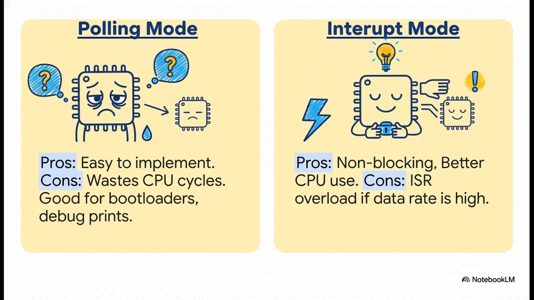So how does the receiving chip know when to actually listen for data? Well, there are two main ways. The first is called polling mode. This is where the processor is basically asking over and over again, "Got anything for me? How about now? Now?" It's super easy to set up, but man, it wastes a ton of processing power.